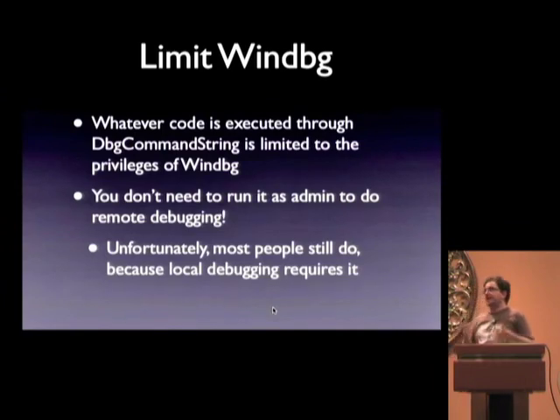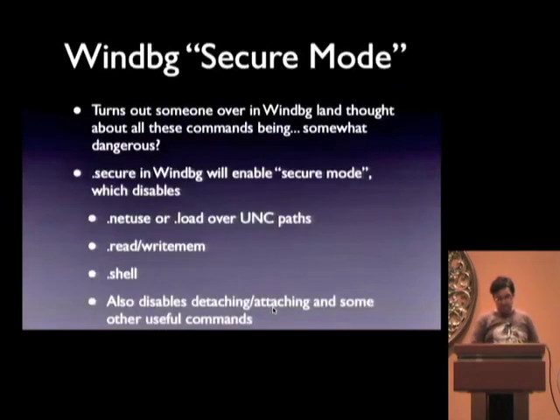Unfortunately, WinDbg needs admin access for local debugging, and also if you're going to debug WinLogon or other things, you do need admin access. So most people do run WinDbg with admin access. A lot of people do that. There's a better solution. It turns out that WinDbg has something called secure mode. So someone in WinDbg land probably at one point thought, it's not a very good idea to have network drive mapping and execution and shell commands in a debugger. And so they added a .secure command that is not really advertised anywhere. And if you do a .secure, that will enable the so-called secure mode.